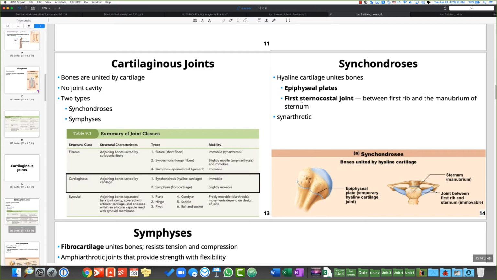Another example of synchondrosis is the first sternocostal joint. If you recall what costal means, costal means rib. Sternal is referring to the sternum. Sternum is your breastbone. So this is your sternum, this is your rib. The first joint between those two is called the first sternocostal joint. That is also joined by hyaline cartilage. Synchondrosis is synarthrotic, meaning they are completely immovable.